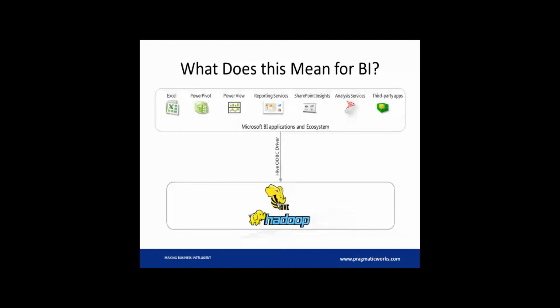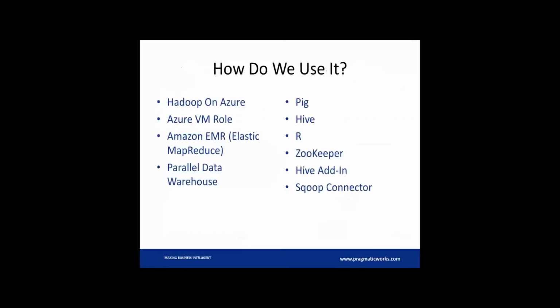So, let's talk a little bit about how we leverage this, though. We've got Hadoop on Azure, which is Microsoft's Hadoop beta program that they're working on right now, and it's available for free. And I'll show you how that works in a minute. That's what we're going to do all our work in today. We've got the Azure VM role, so we can just use a regular Windows Azure VM. And we can install it ourselves if we're really adventurous.